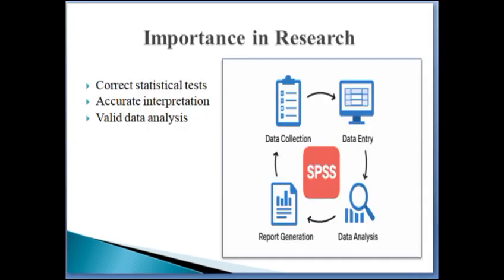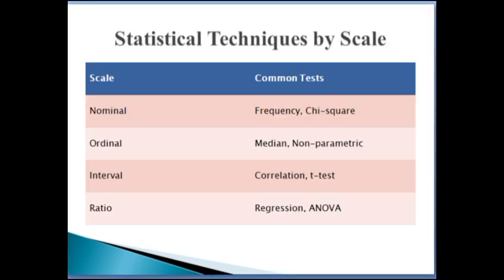Importance in research. Choosing the correct measurement scale is critical. It determines the types of statistical tests you can use, ensures accurate interpretation and guarantees valid research findings. Using the wrong scale can lead to misleading conclusions or incorrect analysis.